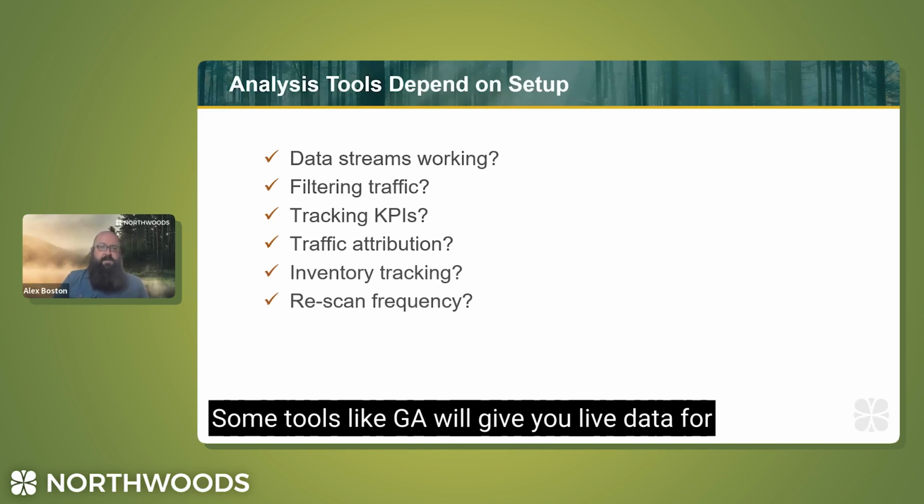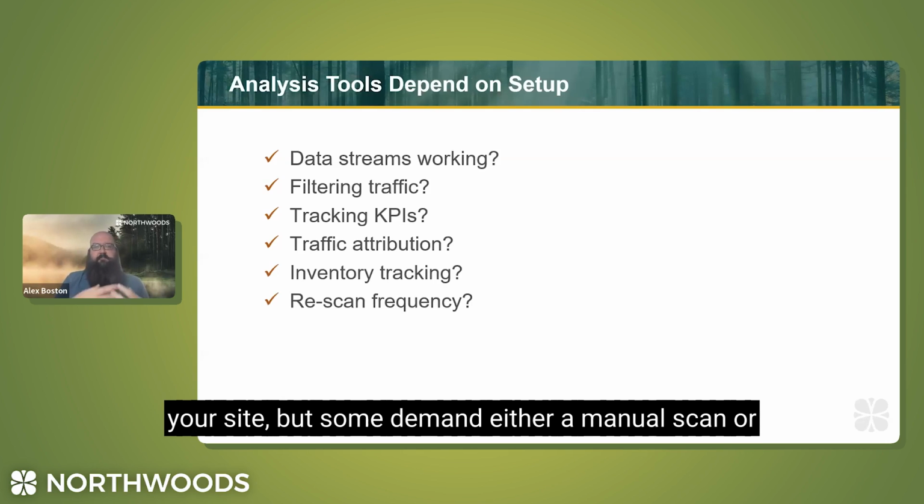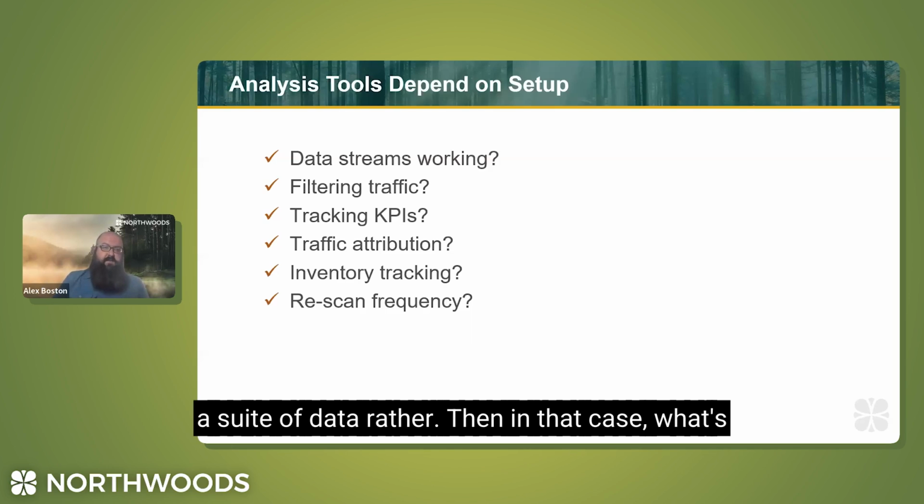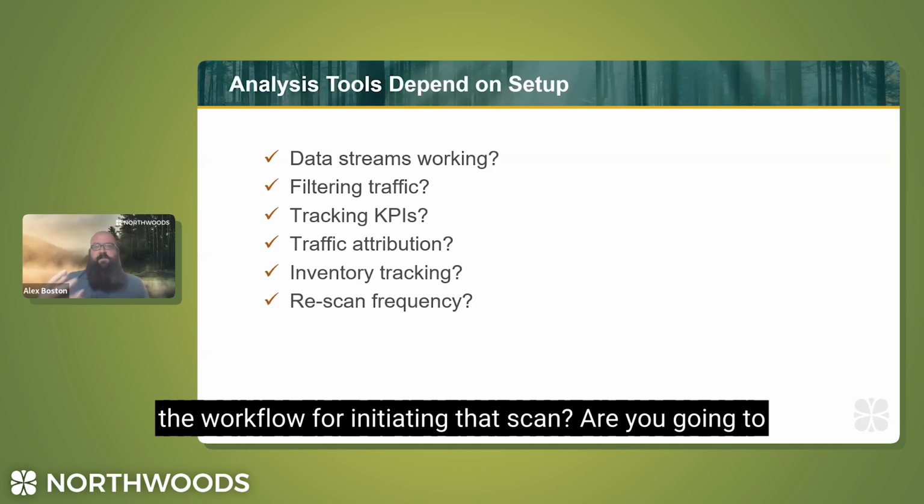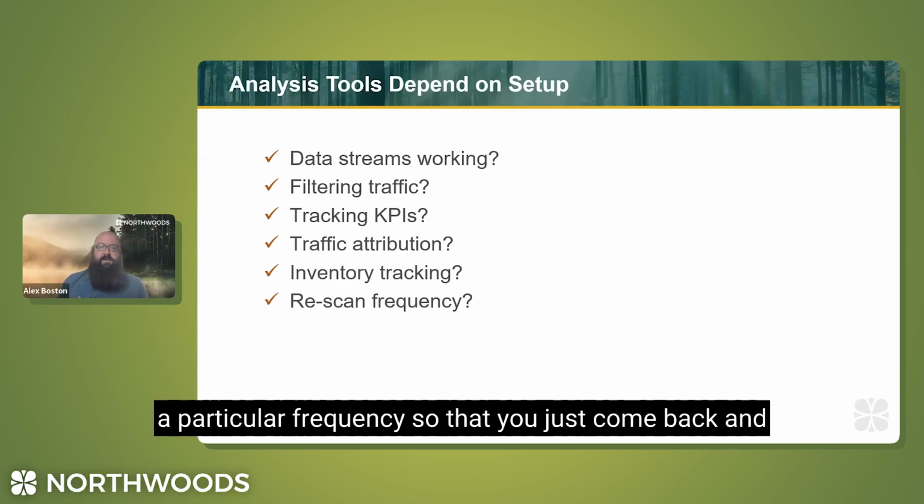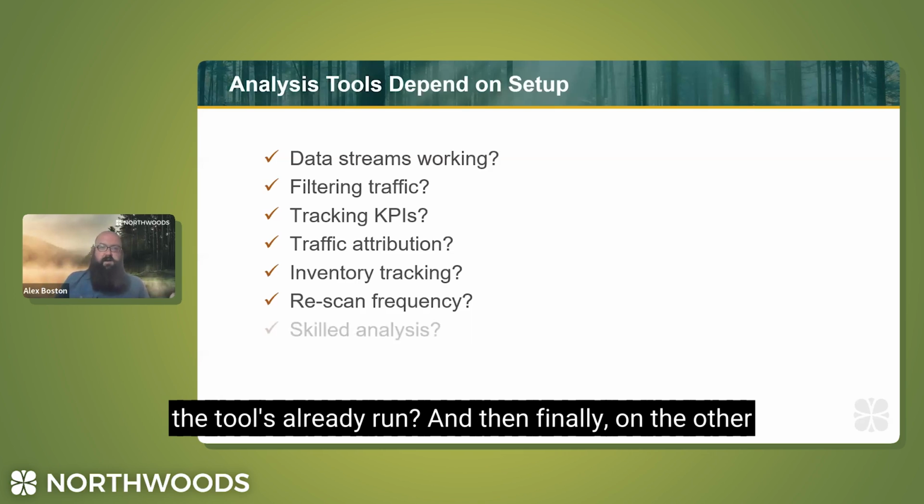Some tools like GA will give you live data for your site, but some demand either a manual scan or you set up a frequency of scans to give you a suite of data. In that case, what's the workflow for initiating that scan? Are you going to do it manually, or do you set it up with a particular frequency so that you just come back and the tool's already run?